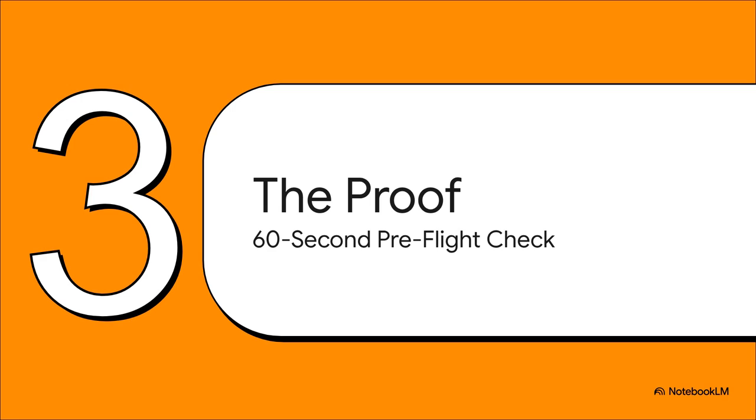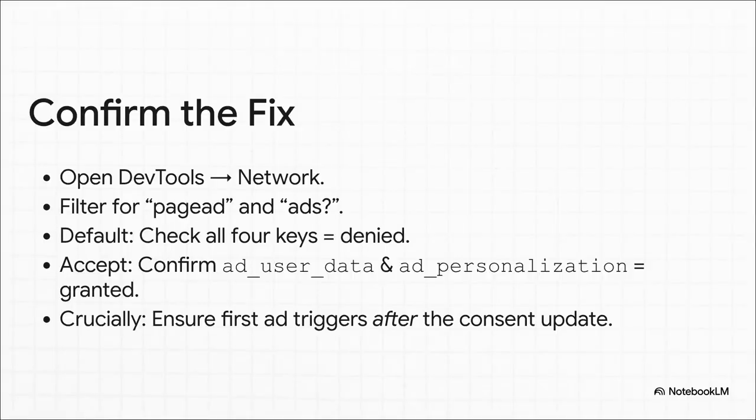Okay, so you've made the changes. How do you actually know if you fixed it? Well, I'm going to show you a super quick pre-flight check you can run yourself in about 60 seconds right from your own browser. So just pop open your browser's developer tools and click on the Network tab. Then filter for the ad requests. Now, before you click anything on the consent banner, you should see all the consent values are set to denied, okay? Then click Accept and watch closely. You need to see Ad User Data and Ad Personalization flip to Granted before that first ad request fires. That last part is the most important check of all.